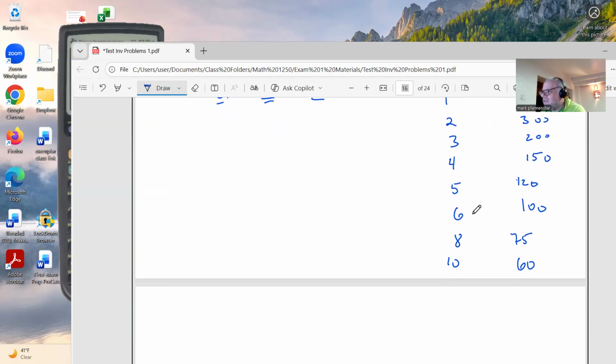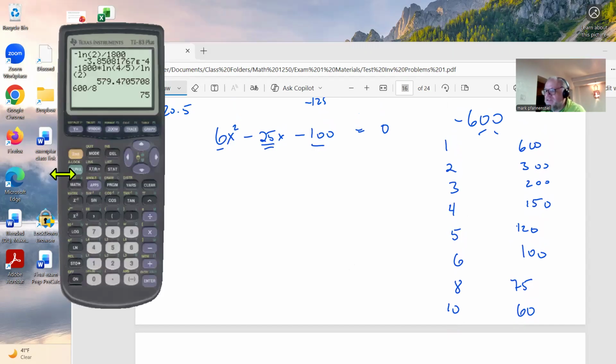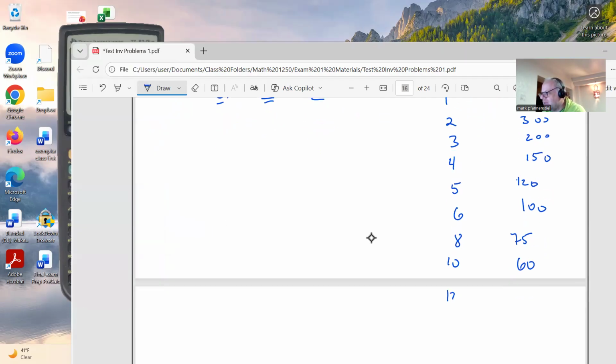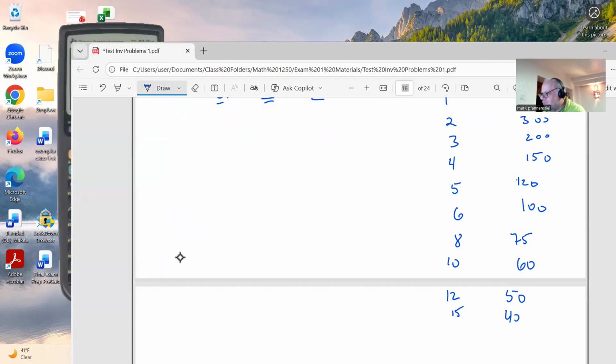We're getting kind of close to what we're looking for, but I think we still got more to go, don't we? Yeah, we sure do. 11 is not going to do it. How about 12? Let's see if 600 divided by 12 is something. I think it is, but let's go ahead and divide by 12. Okay, 12 and 50. 13, 14, 15. Let's see, 600 divided by 15. Okay, divided by 15, and that is going to be 40. So we have 15 and 40.